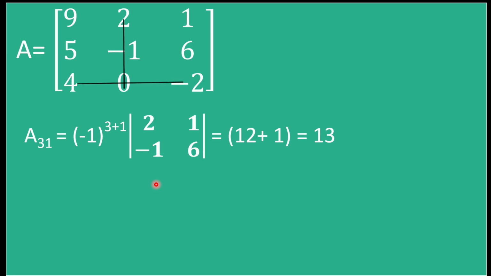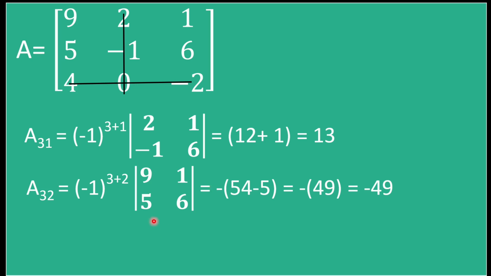And now for A32, we will eliminate this row and column, so we have now 9 1 and 5 6. Now we will multiply this 9 and 6, so it will become 54, and then minus, and this 5 times 1 equal to 5. So now this minus will shift here. So 54 minus 5 equal to 49, and because of this minus, it will become minus 49.